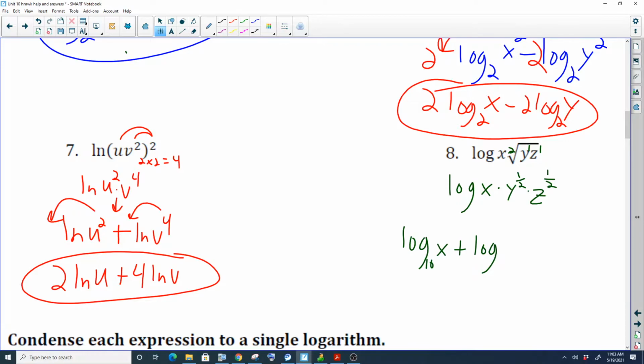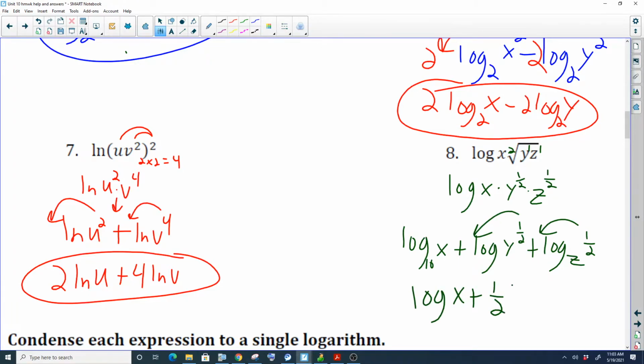So log base 10 of x, or just log x, because we have a base 10 number system, right? So log base 10 of x plus log y to the half plus log z to the half. And then last but not least, you're going to move those powers in front to finish it off. So our final answer there is log x plus 1/2 log y plus 1/2 log z.